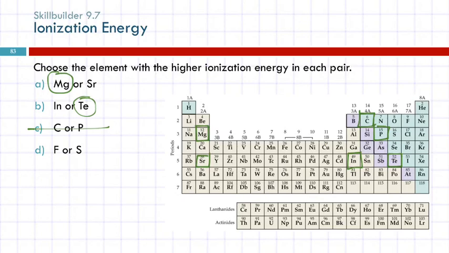Fluorine and sulfur. I better get a different color out here. Here's fluorine, and here's sulfur. Well, as we go across, ionization energy increases, predicting that fluorine has a higher ionization energy. As you go down, it decreases. Sulfur should have a lower, fluorine a higher. So those trends reinforce. Fluorine should have the higher ionization energy. There will be a couple of questions like this on the test, guaranteed.